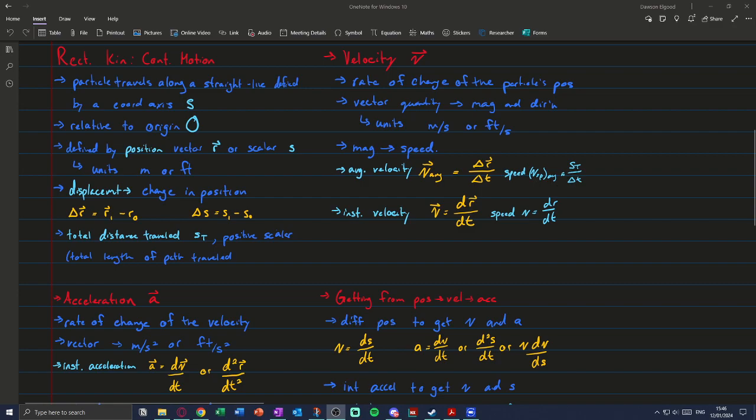So it's the total distance traveled over the change in time. Instantaneous velocity is the derivative of the position vector. And then speed is just |dr/dt|.